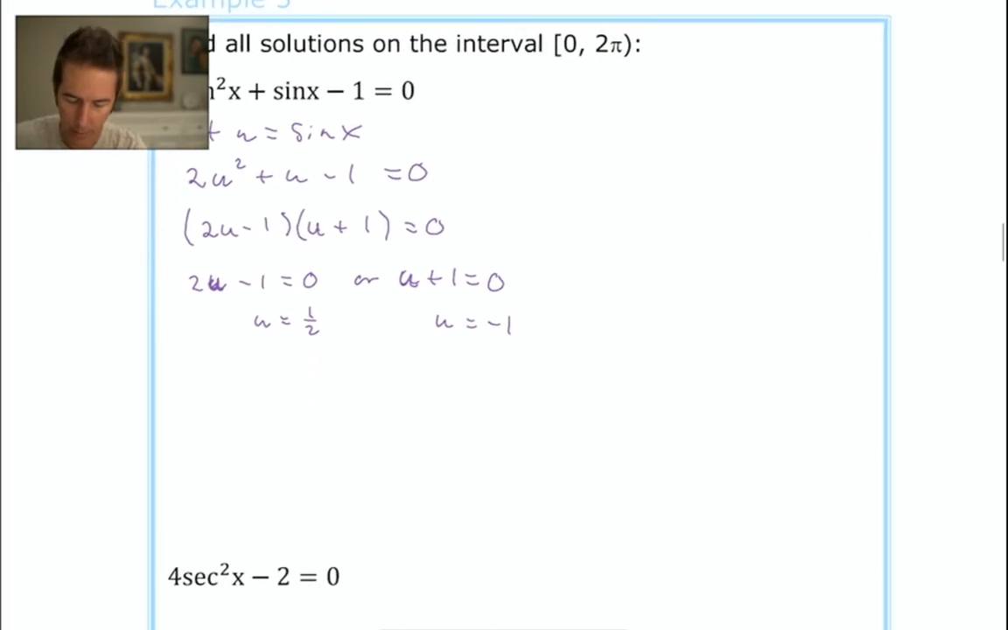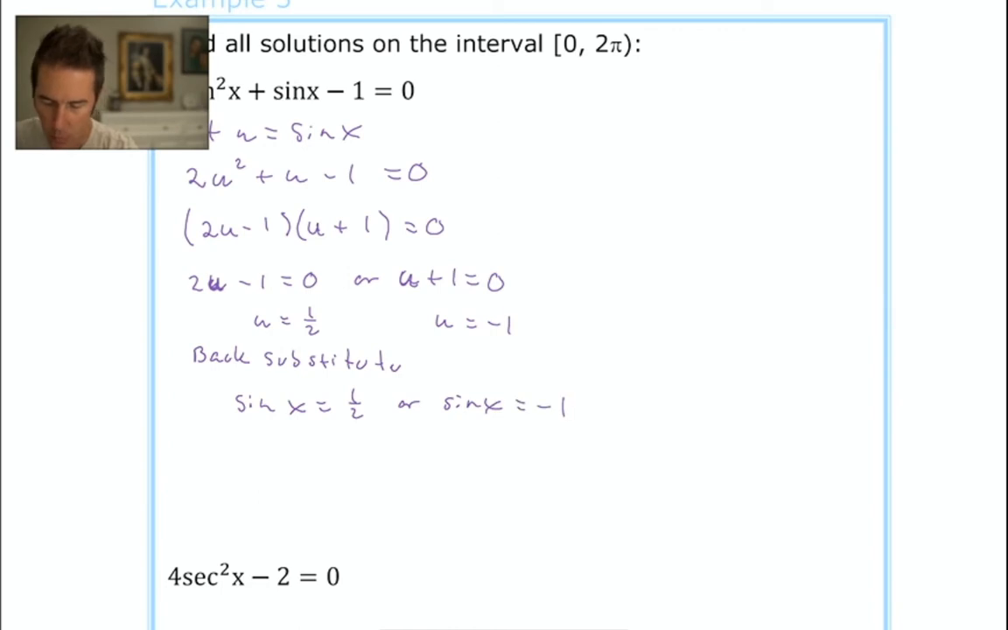So I will write my note, back substitute, and now I can write that the sine of x is equal to 1/2, or the sine of x is equal to negative 1. These are the equations that I need to solve in order to get my final answers.